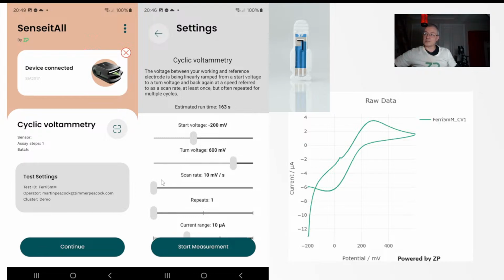I only did one repeat of it, one scan, and I set my current range to 10 microamps. So there's nothing wrong here, but there is something wrong for me because of the philosophy at ZP. ZP does products, but the products have a philosophy behind them. We want to get people to market, and there's something wrong with this assay, and it's actually the estimated runtime is 163 seconds.